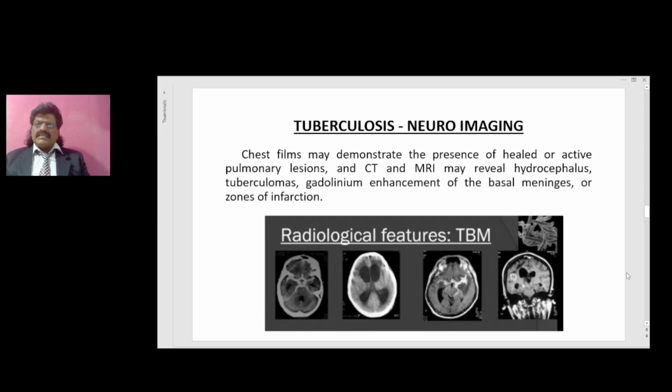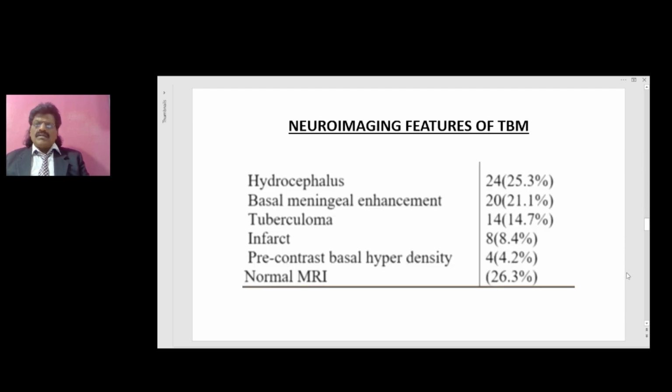Tuberculosis, the neuroimaging. Chest films may demonstrate the presence of healed or active pulmonary lesions, and CT and MRI may reveal hydrocephalus, tuberculoma, gadolinium enhancement of the basal meninges, or zones of infarction. So here you can see the hydrocephalus. The neuroimaging features of tuberculous meningitis: hydrocephalus, basal meningeal enhancement, tuberculoma, infarct, pre-contrast basal hyperdensity, but there can be normal MRI also.